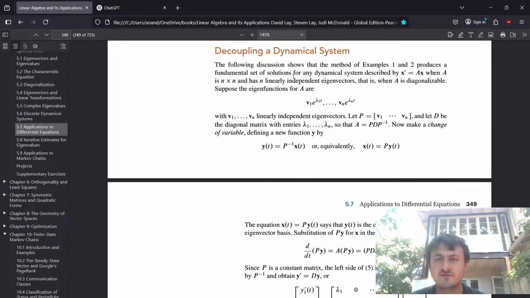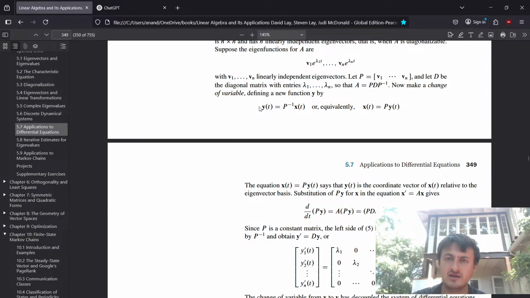Suppose the eigenfunctions for A are v1 e to the lambda 1 t through vn e to the lambda n t for linearly independent eigenvectors. Let P be the matrix of columns of eigenvectors, and let D be the diagonal matrix with entries lambda 1 to lambda n on the diagonal, so that A is equal to PDP inverse. Now make a change of variable, defining a new function y equal to P inverse of x.